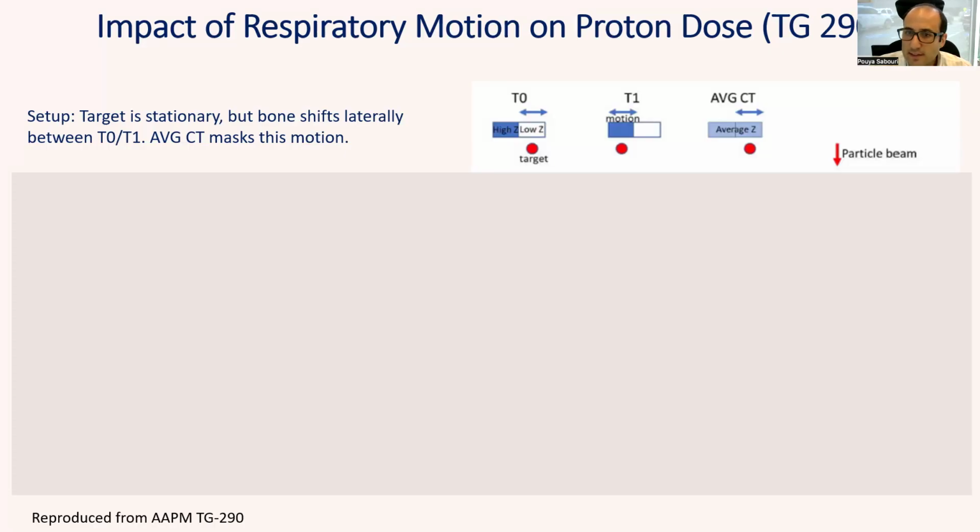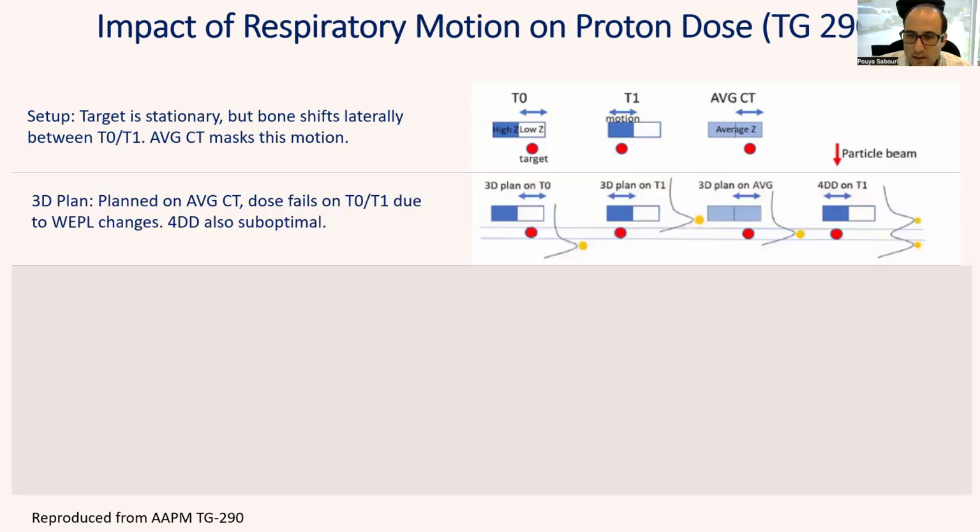This scenario sets up a common challenge in proton therapy. So while the target itself moves, the changes in the intervening anatomy lead to fluctuations in the water equivalent path length, introducing the potential for significant dosimetric error. We'll see the impact of this in the next slide.